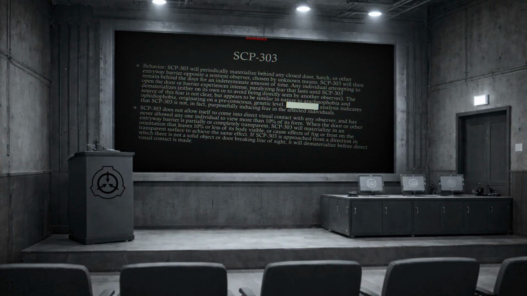When the door or other entryway barrier is partially or completely transparent, SCP-303 will materialize in an orientation that leaves 10% or less of its body visible, or causes effects of fog or frost on the transparent surface to achieve the same effect. If SCP-303 is approached from a direction in which there is not a solid object or door breaking the line of sight, it will dematerialize before direct visual contact is made.